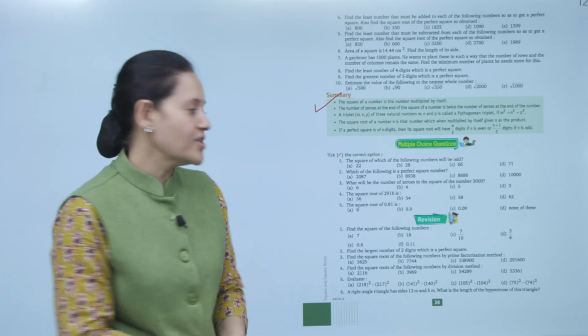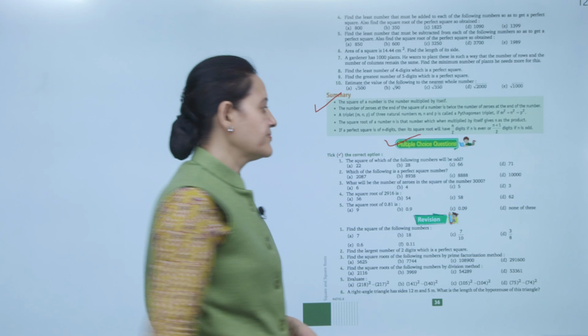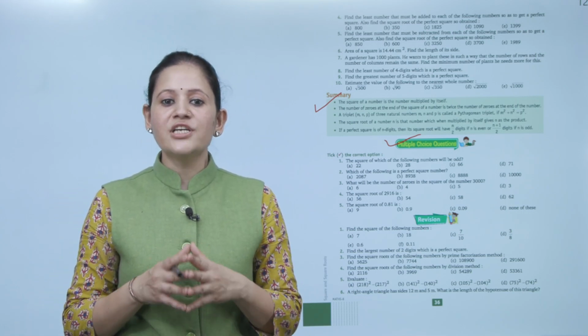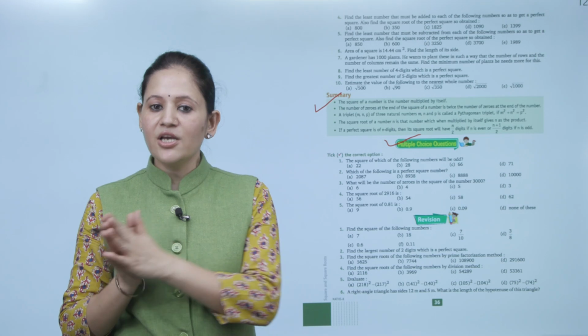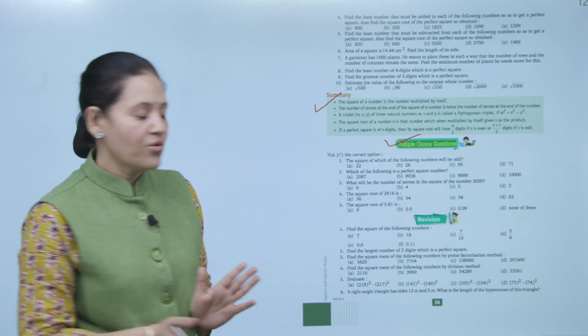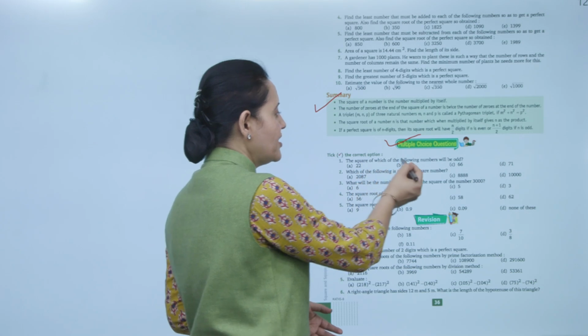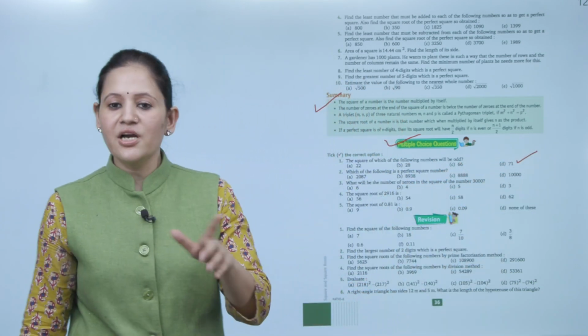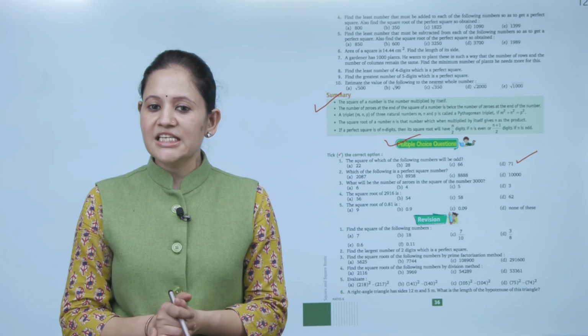Next is multiple choice questions. Choose the correct answer. The square of which of the following numbers will be odd? So as we know, the square of an odd number is odd. This is even, even, even. So the square of 71 will be an odd number. So option D is the correct answer here.